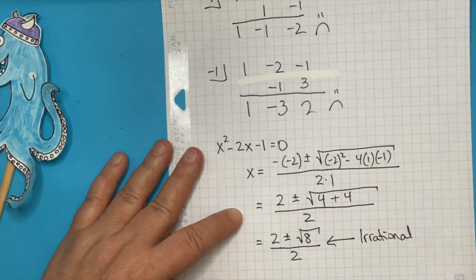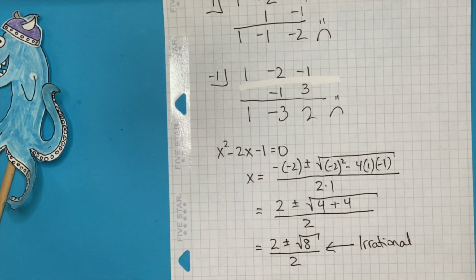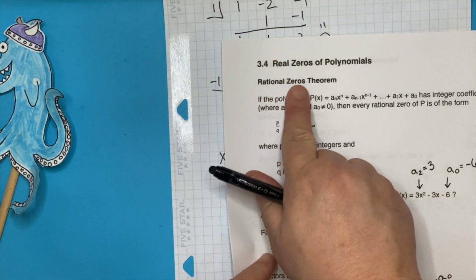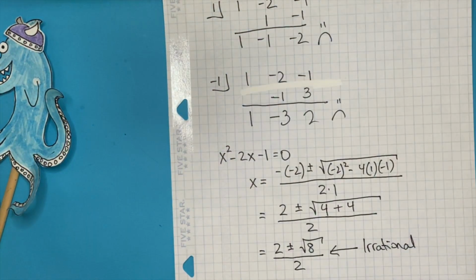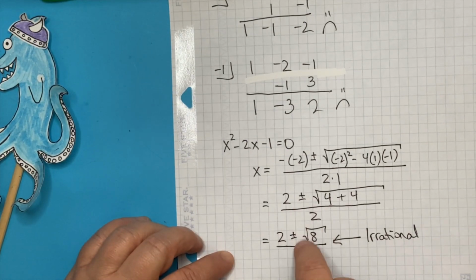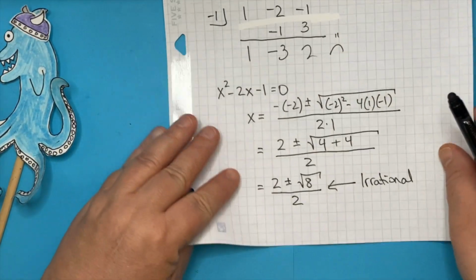And here's the problem with this technique. This technique that we were introduced to over here is called the Rational Zeros Theorem. So it'll give us all the rational zeros, but it won't give us the irrational zeros. We have to find those ourselves.